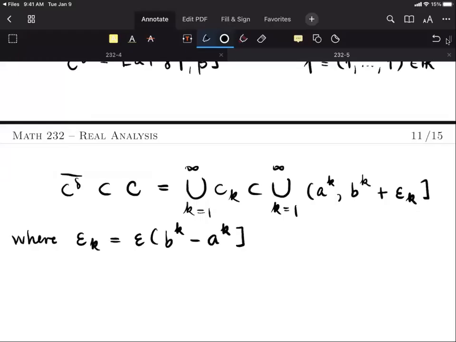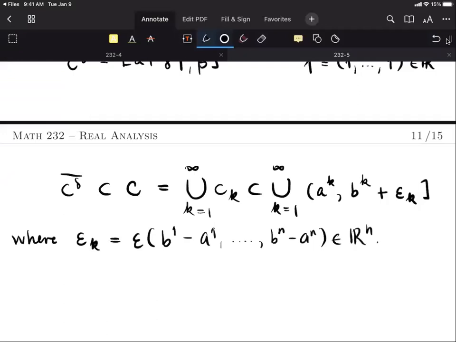Aha, this should be a vector. So let us change the notation here. So this is a vector having the following components. This should be epsilon times B1 minus A1, B2 minus A2, up to Bn minus An. Okay, so that's the vector that we are taking into account.